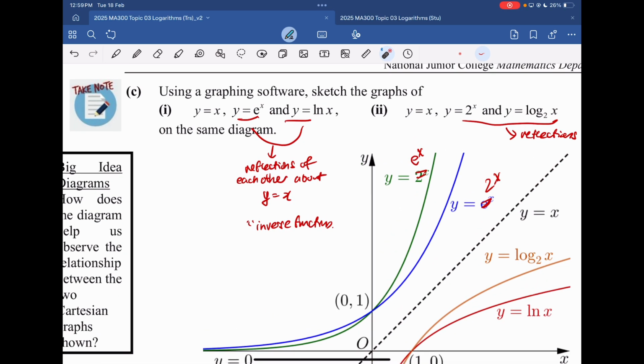You cannot just say symmetrical. You cannot just say they are reflected. You must say reflected about y equals x. Reflection must come with a line of reference. Am I reflecting about x equals 0? Am I reflecting about y equals 0? Am I reflecting about y equals x?